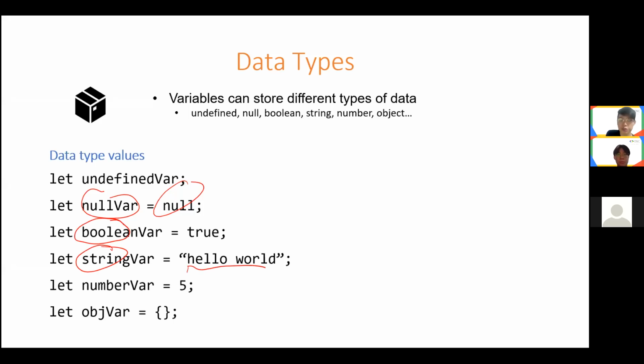Numbers are straightforward, just numbers. Can be decimal, can be negatives, can be just whole numbers like 5 like that. And finally, we have objects. So objects basically is a way of storing key value data pairs. So I will explain this later on as well.